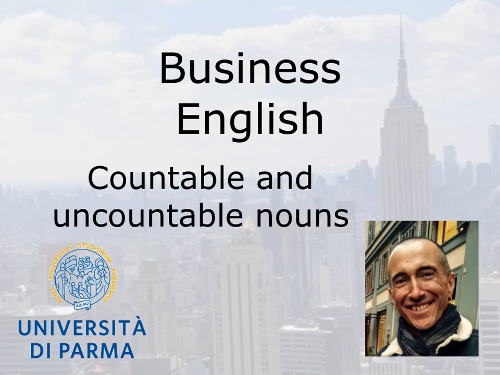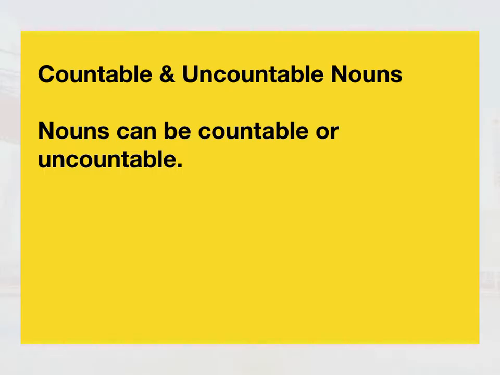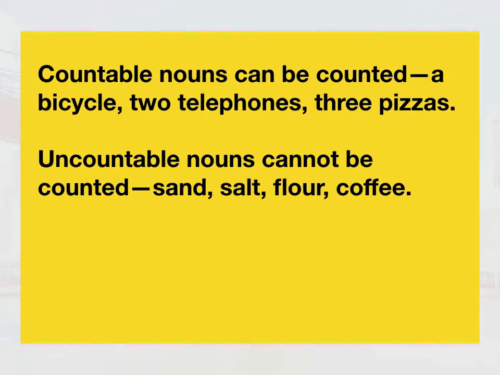Hi everybody. Today we are going to be looking at countable and uncountable nouns, part of our review of the basics of English grammar. So as we look at countable and uncountable nouns, obviously, nouns can be either countable or uncountable. Countable nouns, surprise, can be counted. A bicycle, 2 telephones, 3 pizzas. Uncountable nouns cannot be counted. Sand, salt, flour, coffee.